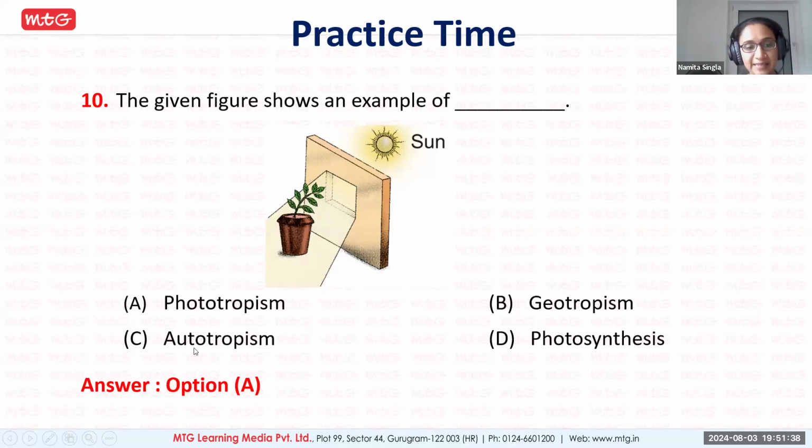Now, the word autotropism is left. Autotropism is a phenomenon during which some part of the plant grows in a straight line not under the influence of some external stimulus. Like in phototropism, the stimulus is light. In geotropism, the stimulus is earth. But in case of autotropism, no stimulus is there. Auto means self-response of the plant. When a plant part is showing some response or growing in a straight line without some external stimulus, then it is called autotropism.